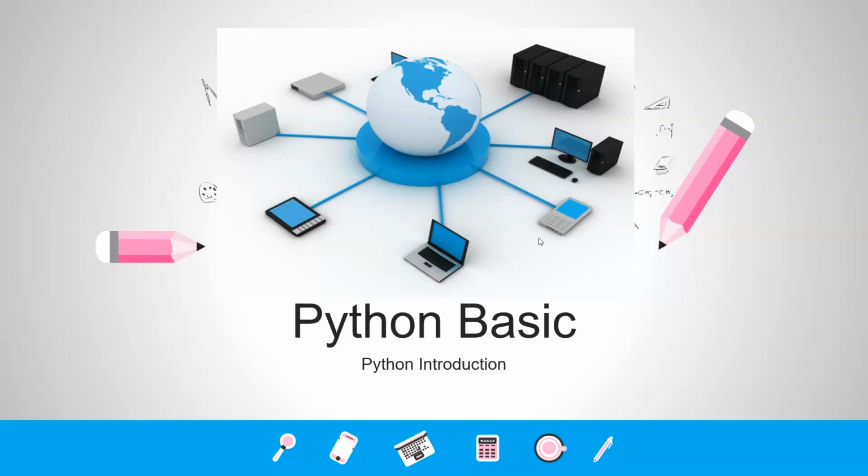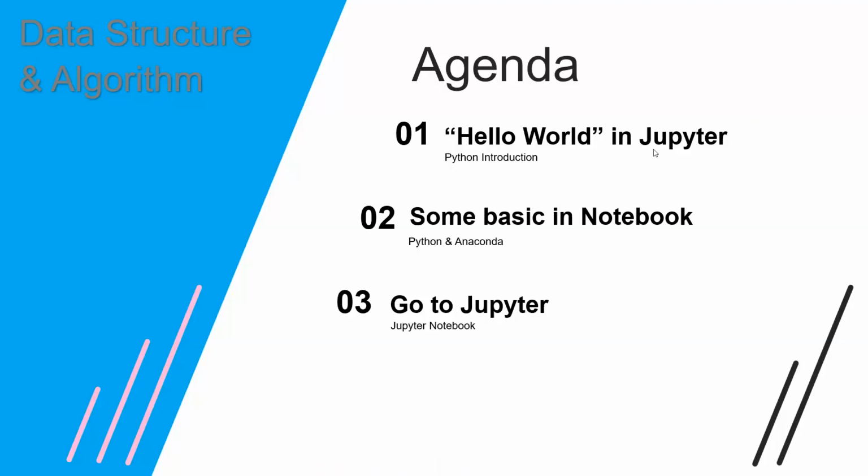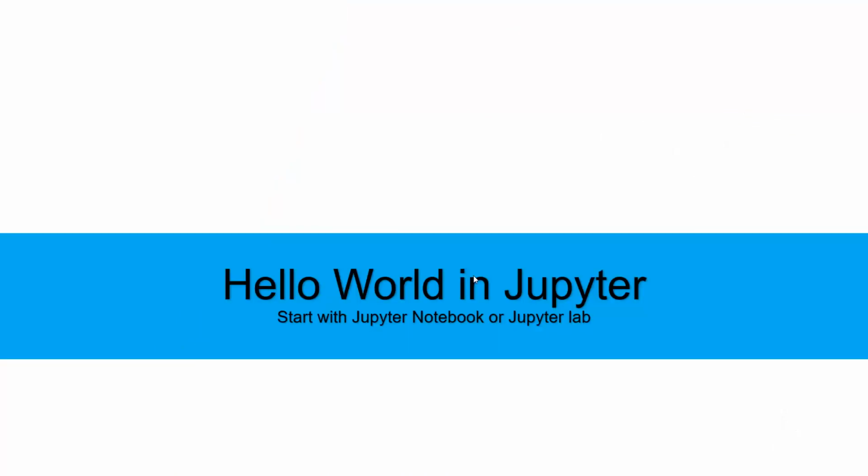Okay, so I will start with the basic Python. We will learn how to make the first part of the code in Python. Usually we call it hello world. And then we will check some basics in the notebook, and then let's go to Jupyter later. So the hello world in Jupyter means how you can run Jupyter on your computer.